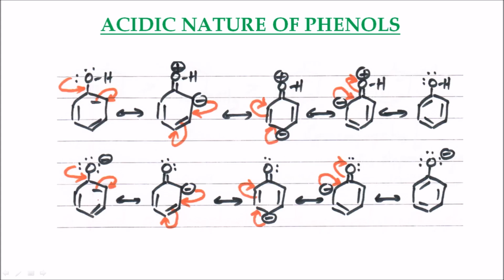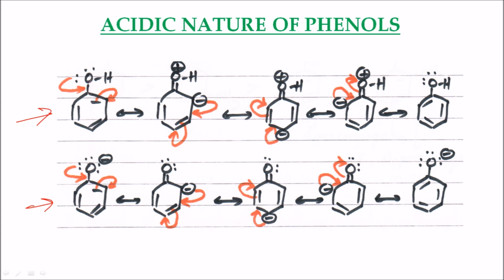Let us see the resonance structures now. The first one is the resonance structures for phenol, and the second I have taken for the phenoxide ion or phenate ion. If we see the number of resonance structures, in both cases, phenol and phenoxide ion, it is the same. They have the same number of resonance forms. Now how do we identify which one is more stable among phenol and phenoxide?